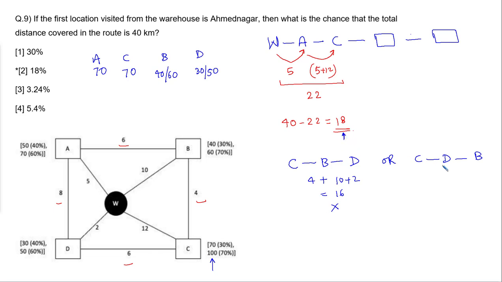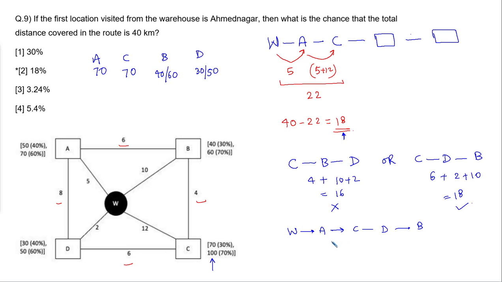Now the next possibility is C to D. The distance to be traveled is 6. Now D to B, the distance to be traveled is 2 plus 10. This addition is equal to 18. So this is a valid combination. So the route that we are following is from warehouse to location A, location A to C to D to B.